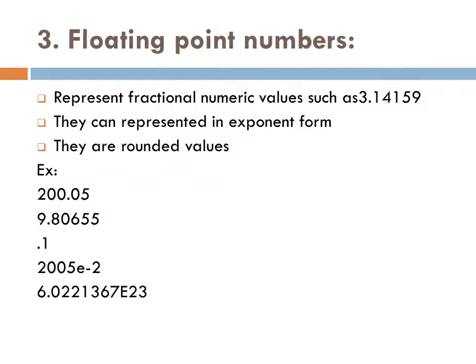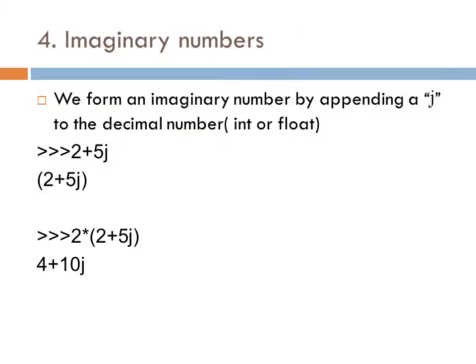Next, floating point numbers. Floating point numbers are fractional numbers or real numbers, for example 3.14159. These real numbers are also represented in exponent form. The different examples are 200.5, and we can express the number in exponent form, for example 2005e-2, that means 2005 into 10 to the power of minus 2 is represented by that statement.